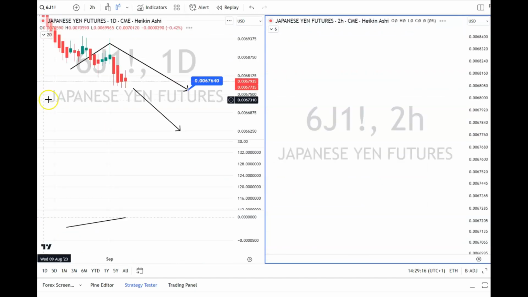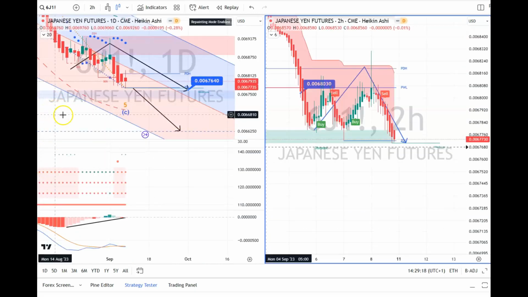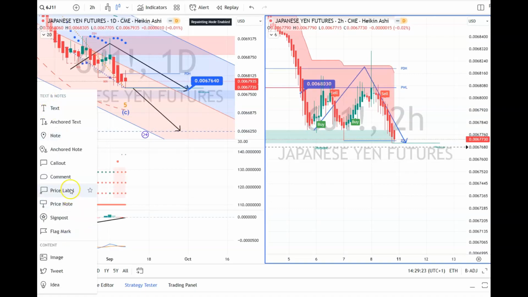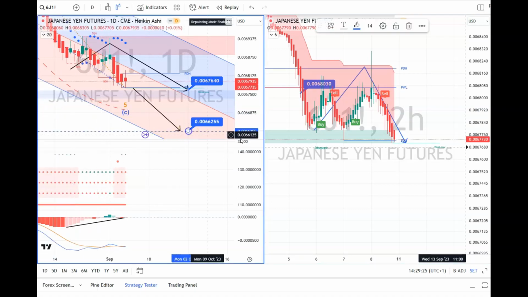Further downside momentum is likely. Don't know what happened there. Let's put a price on that. So the target for this week is 66.25.